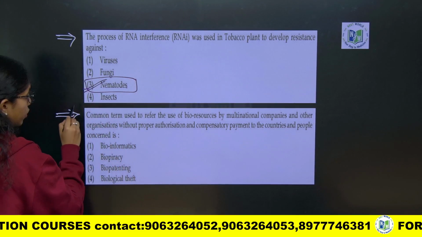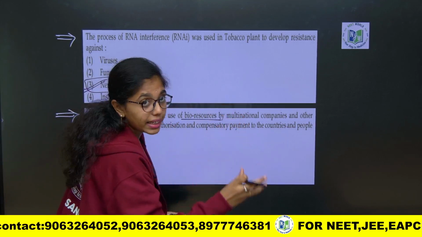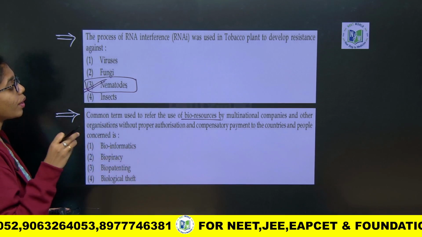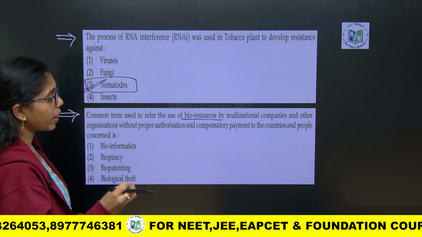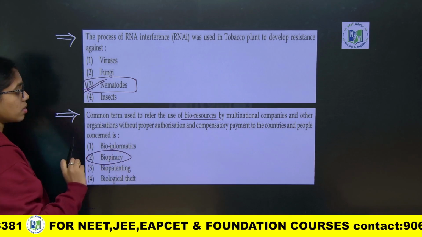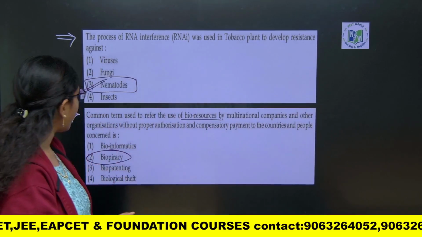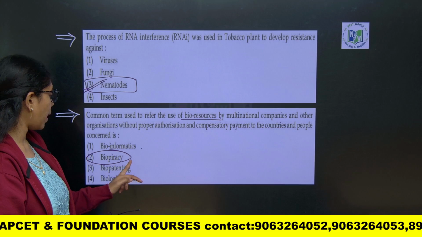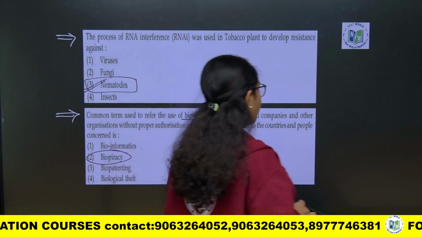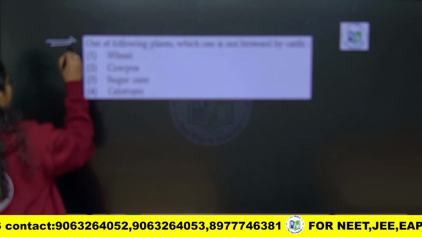Next, the common term used to refer to the use of bioresources by multinational companies and other organizations without proper authorization and compensatory payment to countries and people. This is related to biopiracy. This is related to what, ma? Biopiracy. All these terms we have to be aware of, that is bioinformatics, biopiracy, biopatenting and biological theft. We have to have an idea about the meanings of those terms, because they will usually be asked in the CUET entrances.